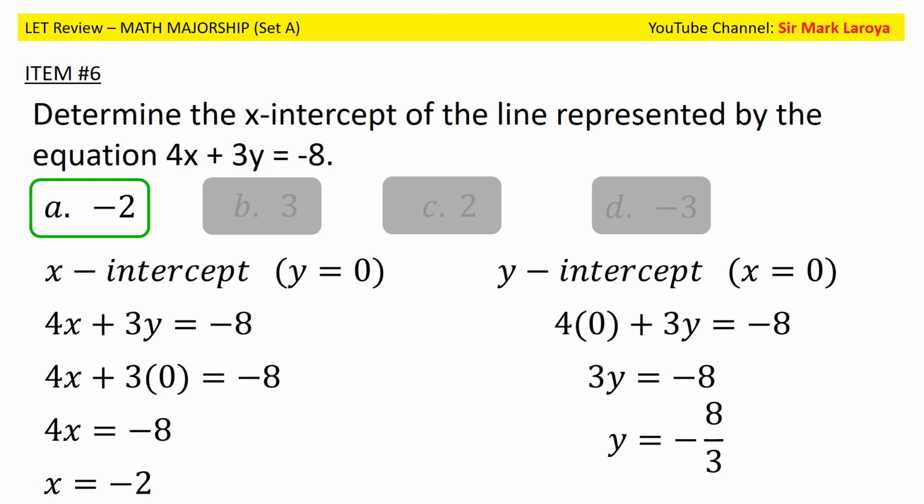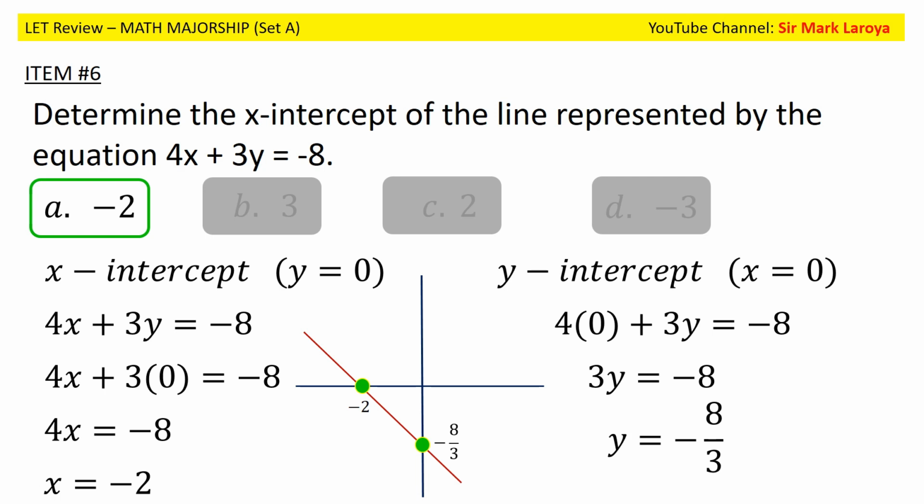So, meron tayong x-intercept na negative 2 at y-intercept na negative 8 over 3. So, kung idodrawing natin yung ating line, ito yung line represented by the equation 4x plus 3y equals negative 8, wherein yung point of intersection sa x-axis and the line is negative 2, and along the y-axis, the line intersects at negative 8 over 3.